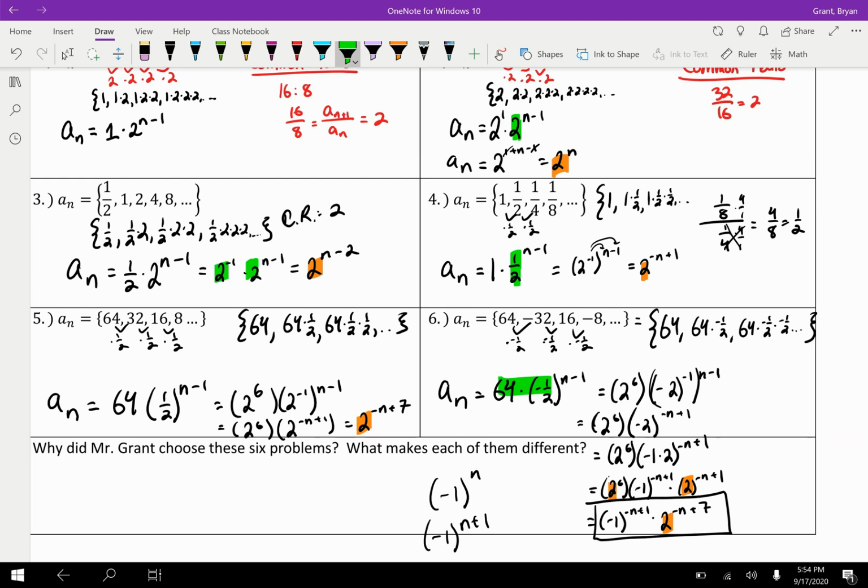Because it's good practice, right? You should go through and be able to manipulate these. Do you have to? No. But we are going to be using a lot of properties of exponents, so it is good practice to see those different properties in action.